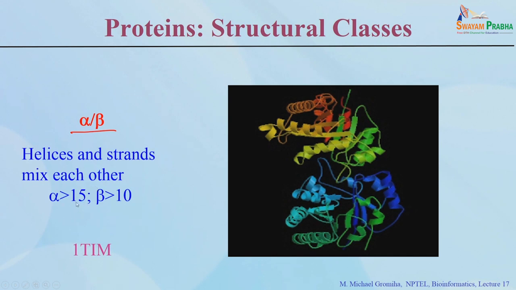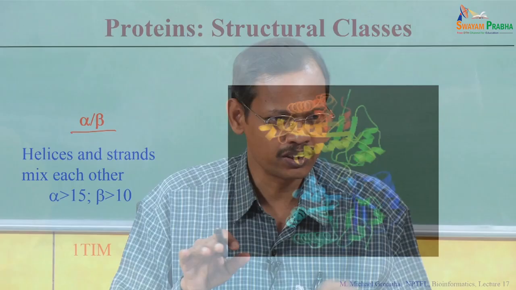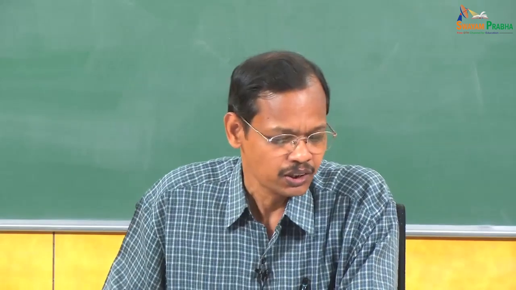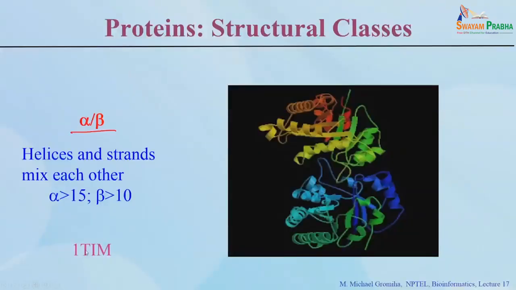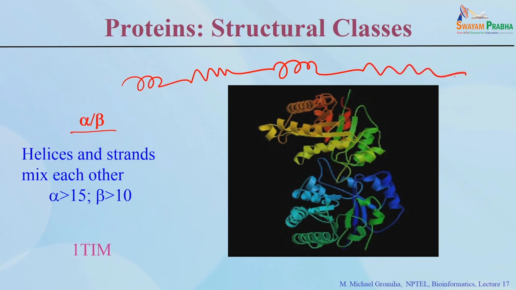You can see more than 15% helices and more than 10% beta strands. So, these are the numbers for understanding. It is not a hard and fast rule to have these specific numbers. So, these helices and strands are mixed with each other. For example, this one, the TIM barrel, contains 8 alpha helices and 8 beta strands. So, you can see alpha helix, beta strand, alpha helix, beta strand and so on. You can see this structure in the TIM barrel proteins.